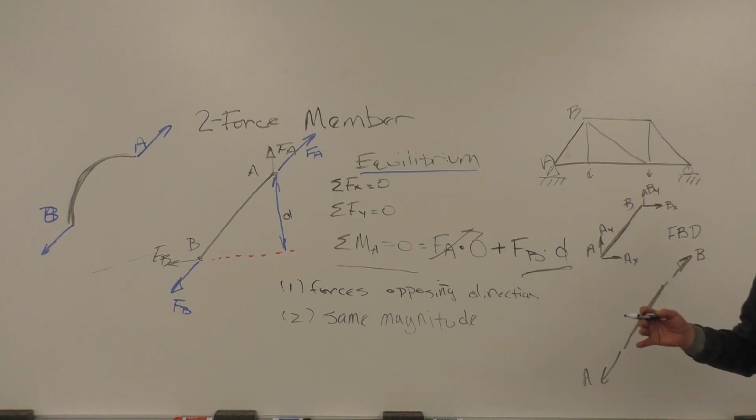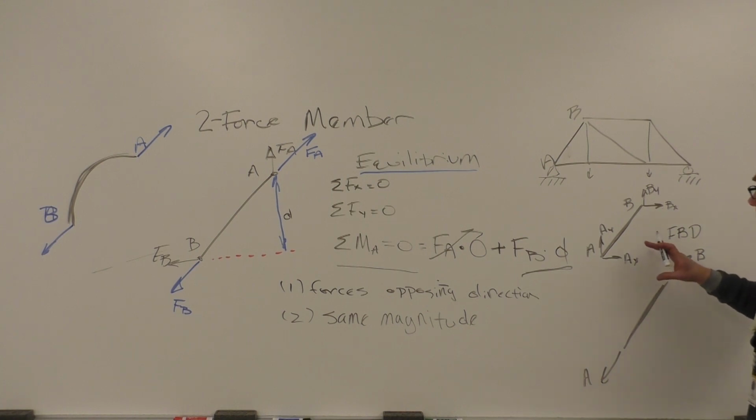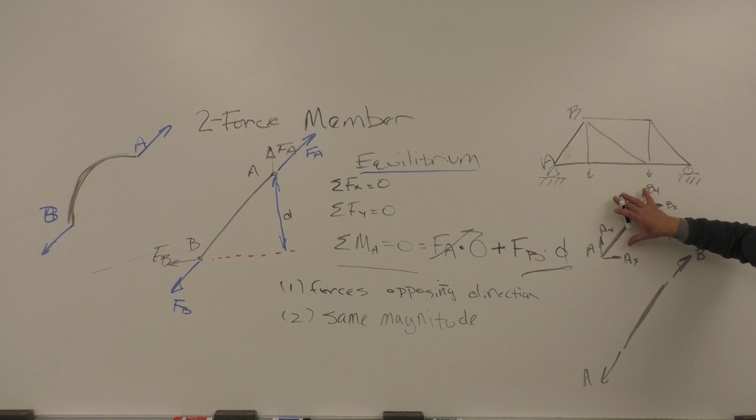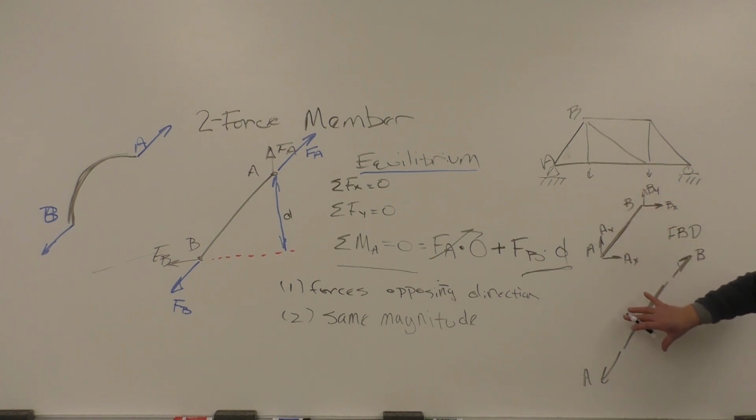So if you see a two-force member and you're drawing this free body diagram, you can always simplify it. You could write it up like this, but it's very often easier to analyze it by writing the free body diagram with just 2 forces instead of 4 forces.